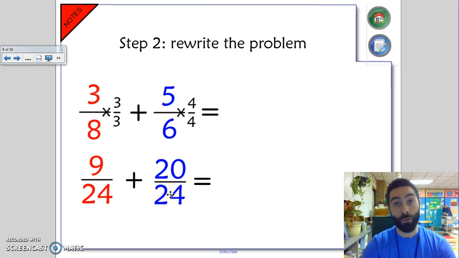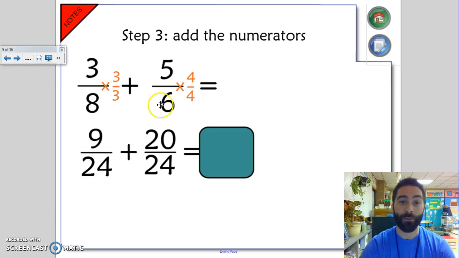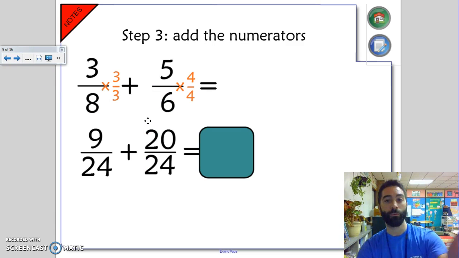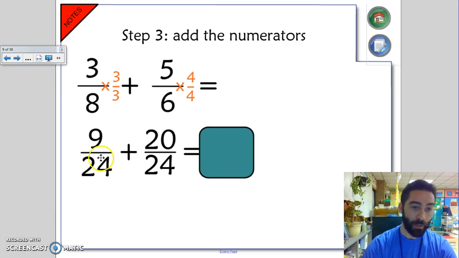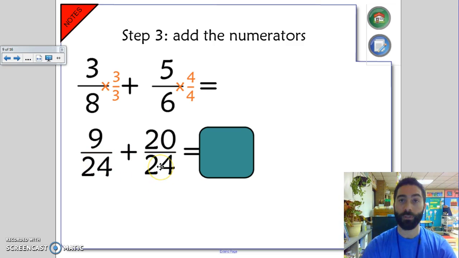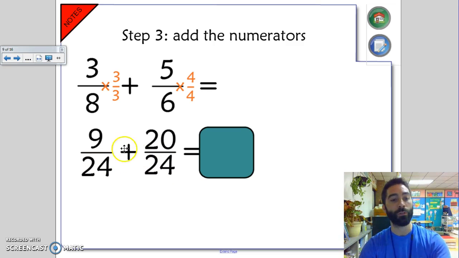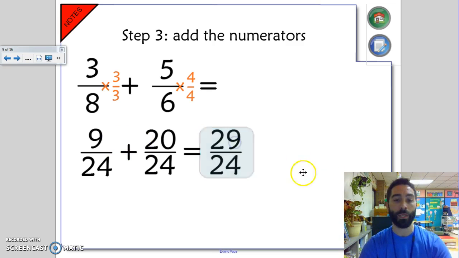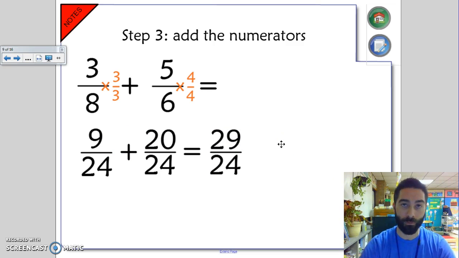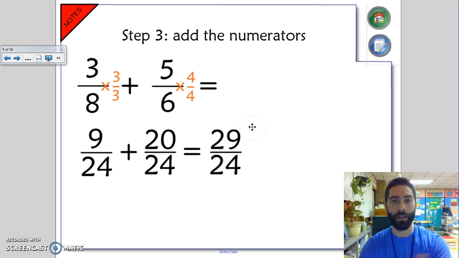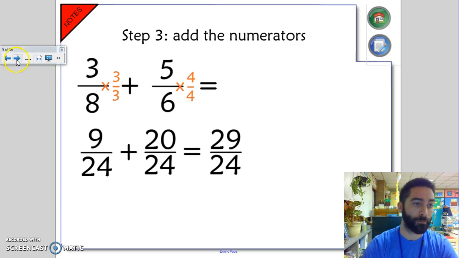Well, after we rewrite, now we add the numerators. And so step 3 is add the numerators, in which 24ths and 24ths, same size pieces now. Now we just add 9 plus 20, and we get 29/24. So there's my answer, 29/24. Now technically you're done here. However, we expect you to go further with this a little bit more by simplifying, challenging the mind. So what would 29/24 be in a simplified version?